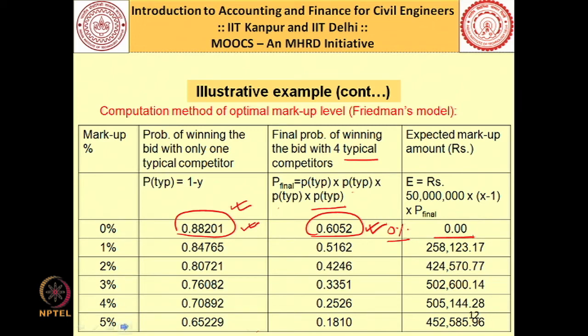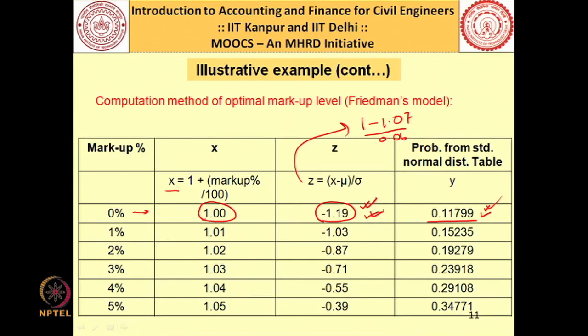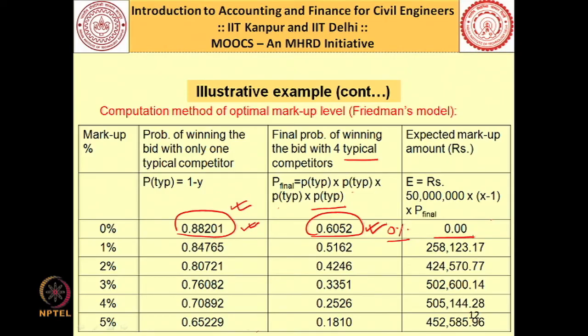Now, I do this calculation at 1%. At 1%, my x becomes 1.01. So, z becomes minus 1.03. From my table, I am reading 0.15235. So, the probability of winning against this one bidder is 0.84765. When I multiply this 4 times, I am getting 0.5162. This value I am multiplying with 1% of 5 crores. So, 1% of 5 crore multiplied by 0.5162, I am getting 2,58,123. So, you can see from 0 it has increased to 258,000.